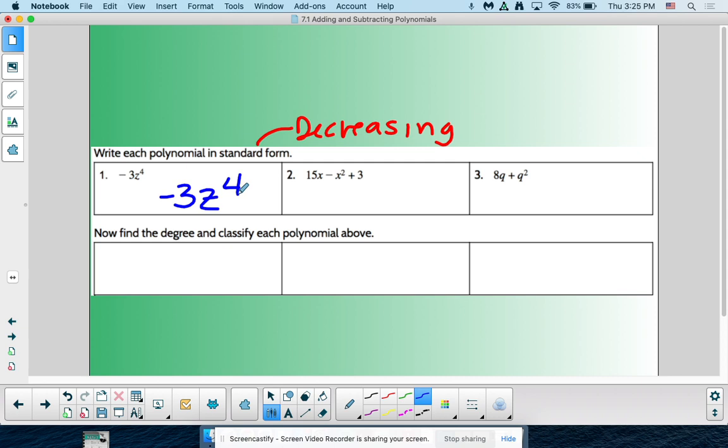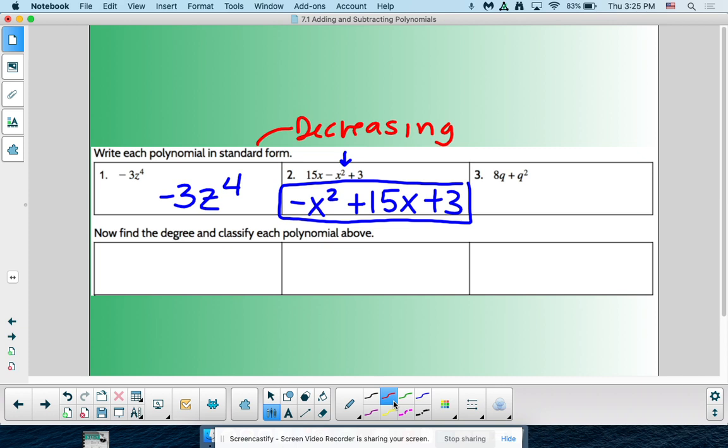Okay, now on number 2, we can actually do something. My biggest exponent is the power of 2, so I have to now put that first. And you take the sign in front of it with it, to be negative x squared. And then what would come next? What's after 2? Yep, 15x, so plus 15x. And then you just tack on that plus 3 because it doesn't even have a variable at all. And that's it. Our next one, what's going to come first out of our 8q or q squared? Should be q squared because it has the bigger exponent. And then finish off with 8q. Right? So that's standard form.